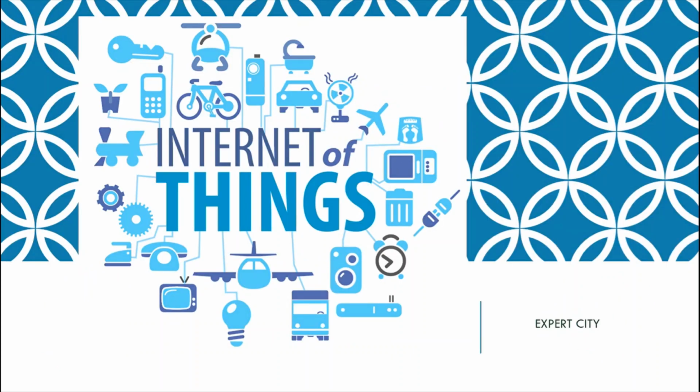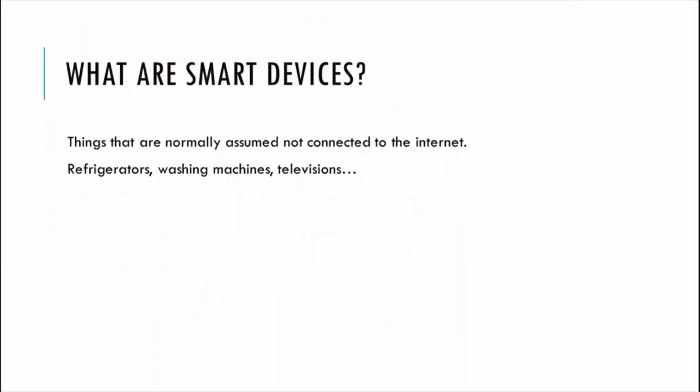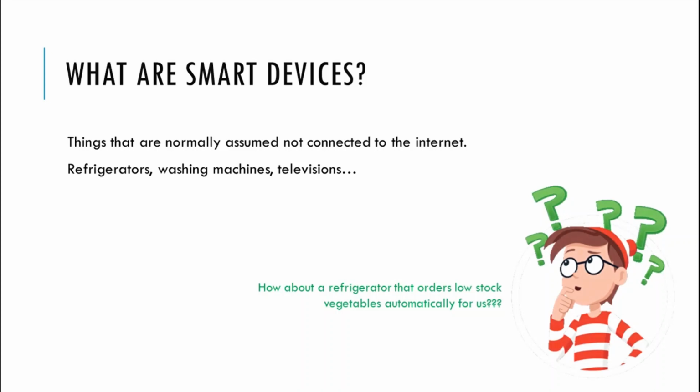So we are now going to talk about the Internet of Things. What are smart devices? These are usually devices that are now connected to the Internet. So we're talking about refrigerators, televisions, smartwatches, all those things. For example, let's talk about a refrigerator that can order food for us automatically when we're running low on it. Wouldn't that be something?